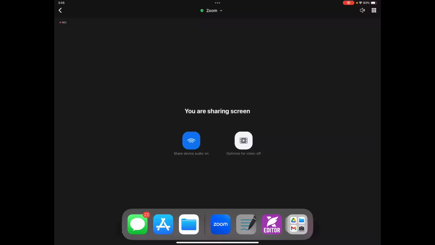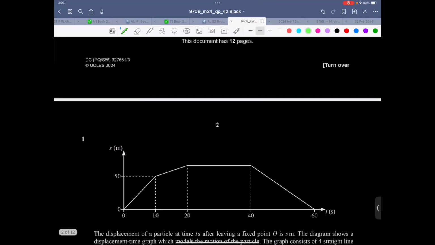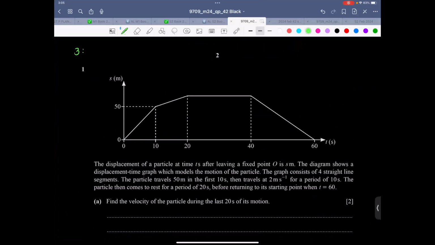Hello everyone. We are solving this paper, which is paper 4 mechanics, Feb March 2024, variant 42. Now let's look at the first question, and we are starting the paper at 3:05.